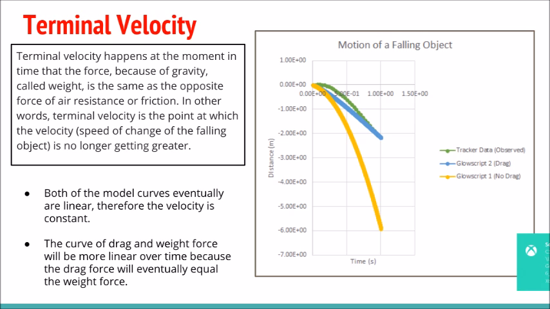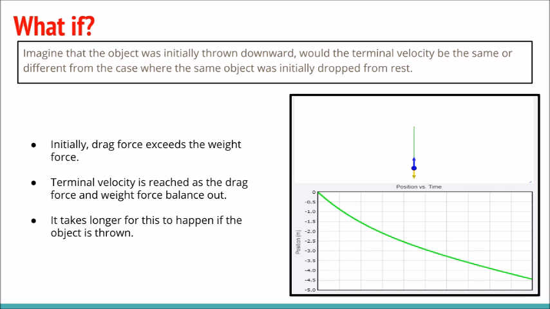Terminal velocity is the constant speed that a freely falling object reaches when the net force is 0. The graph is position versus time. However, when the slope of the position is linear or constant, the velocity is constant. It looks like both of the model curves are linear at the end. Thus, the velocity is constant here. The curve of the drag and the weight force will probably be more linear over time because the drag force will eventually equal the weight force, as the VPython model shows.